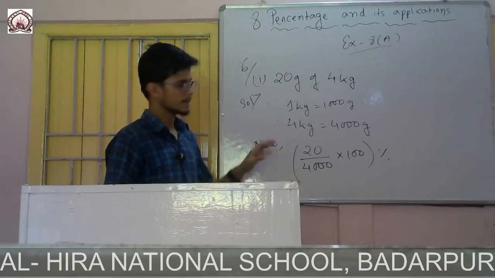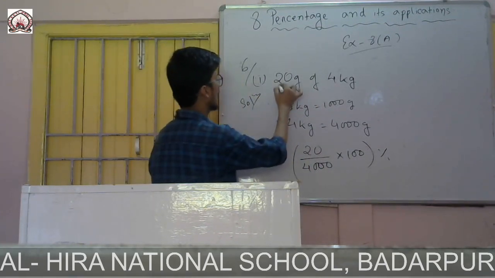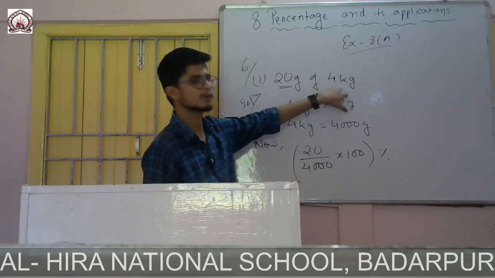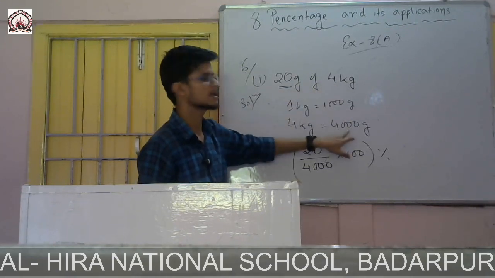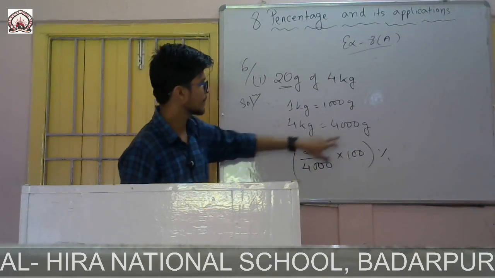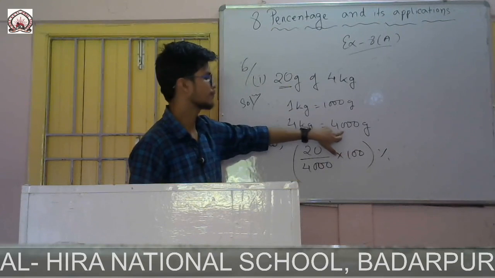Again you see, this one is the amount. I have to find this amount is what percent of this one? 4 kg means 4000 gram. So first of all I will write this one. Then I will divide it by total. Total which one? 4000 gram.